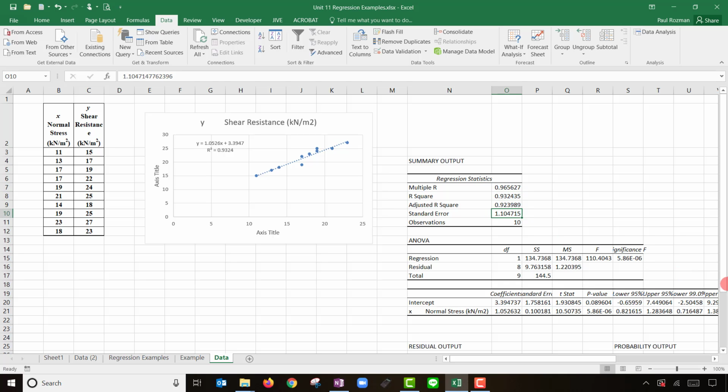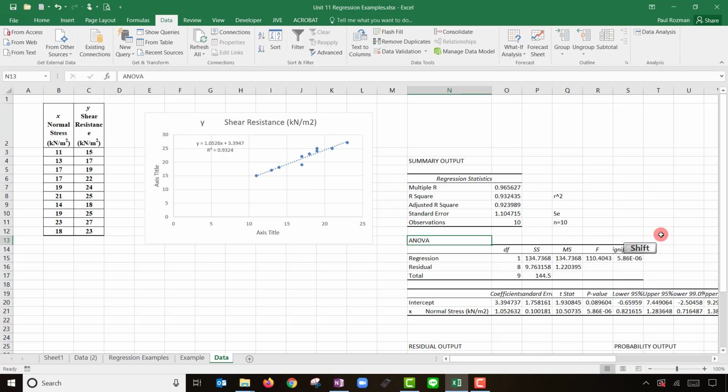You can see that our standard error, remember we calculated SE, that's right here. So we have R squared there. Adjusted R squared is for multiple data sets. We have our N. So Excel gives that nice summary.